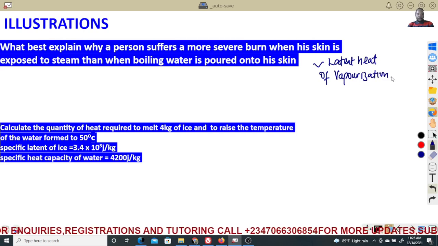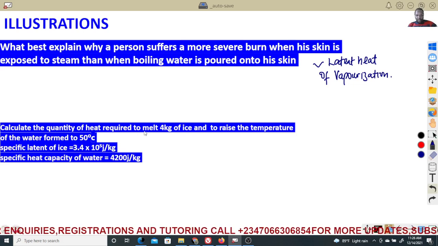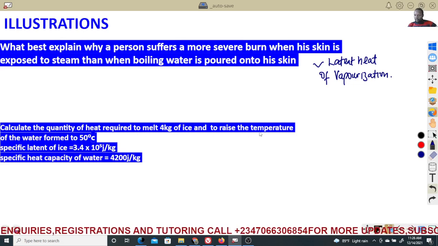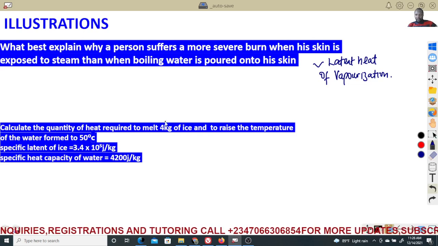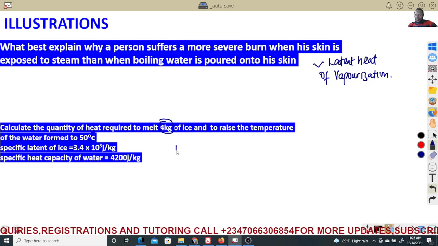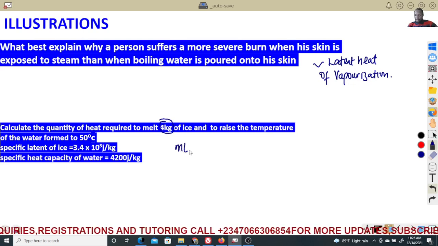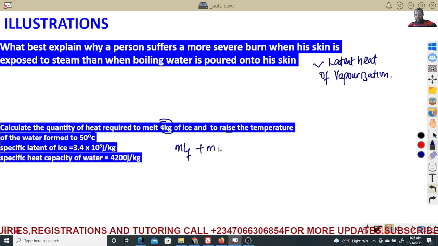So that's that. Then about this one, I think this is: calculate the quantity of heat required to melt 4 kilograms of ice and raise the temperature of the water from 0 to 50 degrees. See, 4 kilograms of ice. When ice melts, that is latent heat of fusion, MLF. Then you are raising the temperature, that is MC theta.